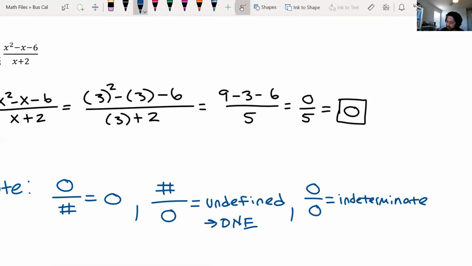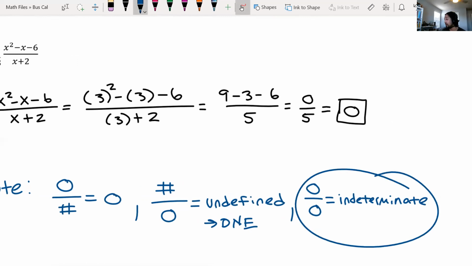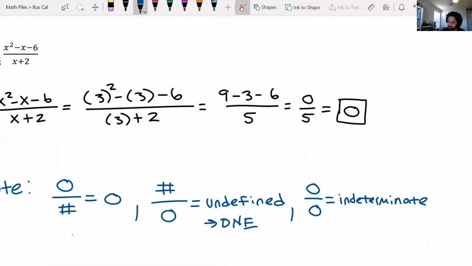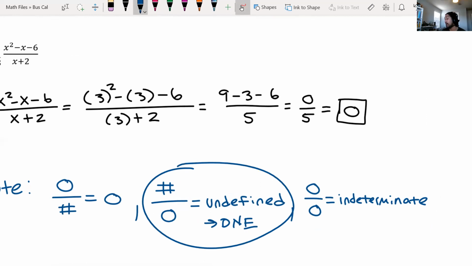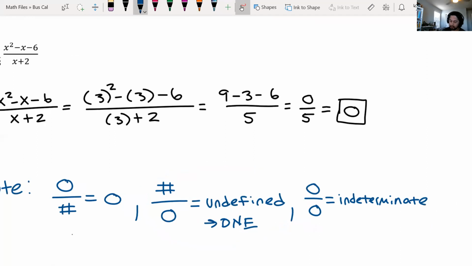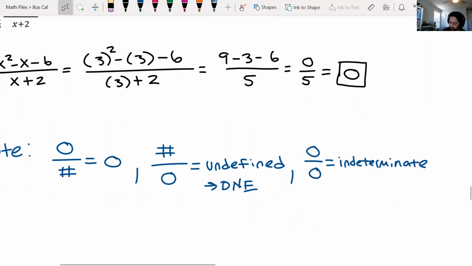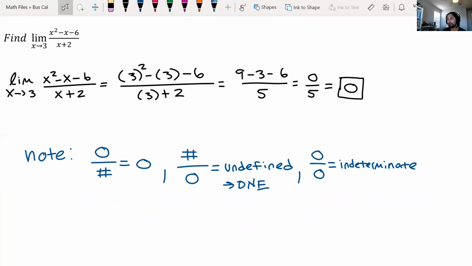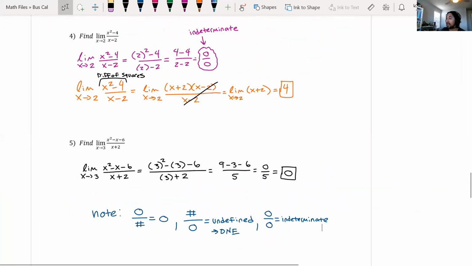And the majority of the time, you can fix indeterminate. I'll say 99% of the time. And then if you ever get undefined or does not exist, then there's probably no possible way to fix it. Okay, so those are forms you may come across. Well, we already came across the 0 over 0. Okay, so any questions on that page?